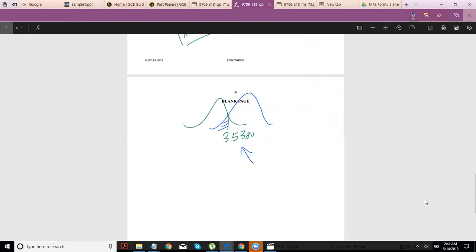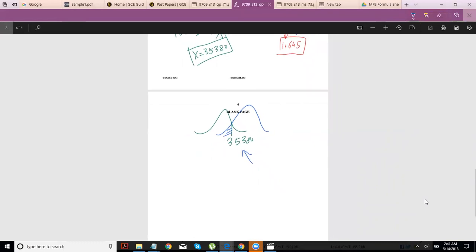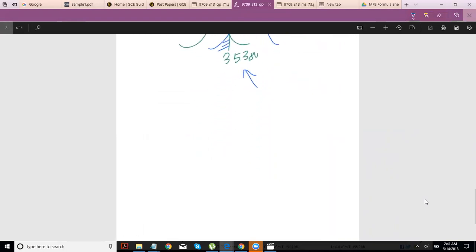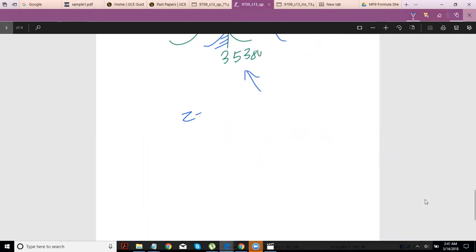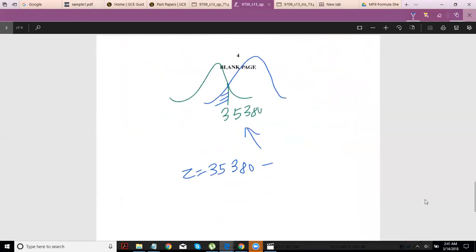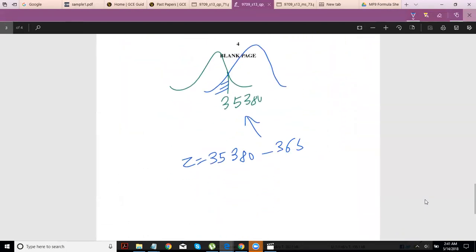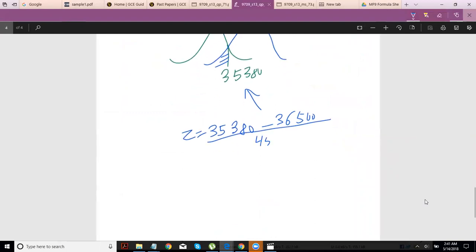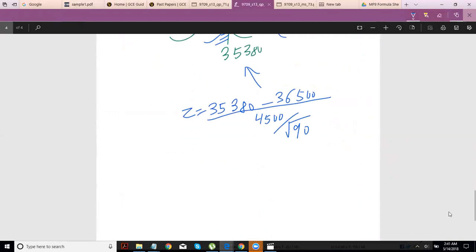So you'll now find the probability that x is less than 35380. However, you'd find this for the new curve, and if you do so, you'd find z, which is 35380 minus the mean of the new curve, 36500, over, sigma squared and all are still the same, so that's sigma upon root 90, and through this you can find z.